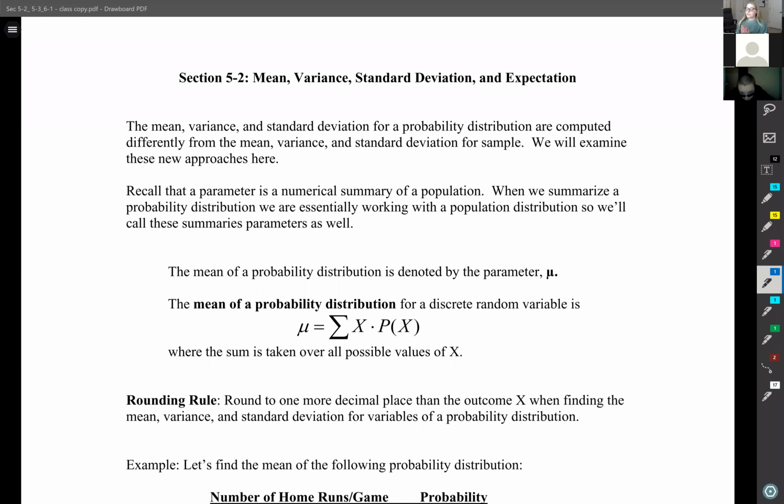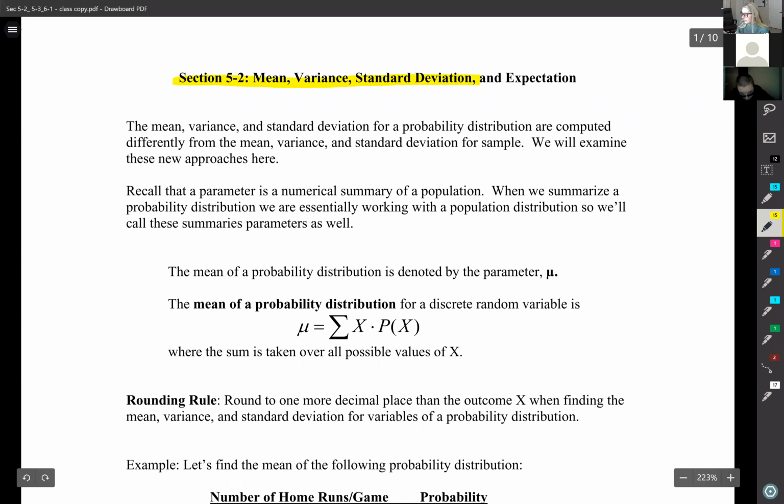Section 5.2 is mean, variance, standard deviation, and expectation. Exciting because you should already know 3 of those words. You should already know what mean and variance and standard deviation are. The only word that should be new is expectation, or what's called expected value. We will get into that, and you'll actually see that it's something that you really already know. But let's go ahead and start this off.